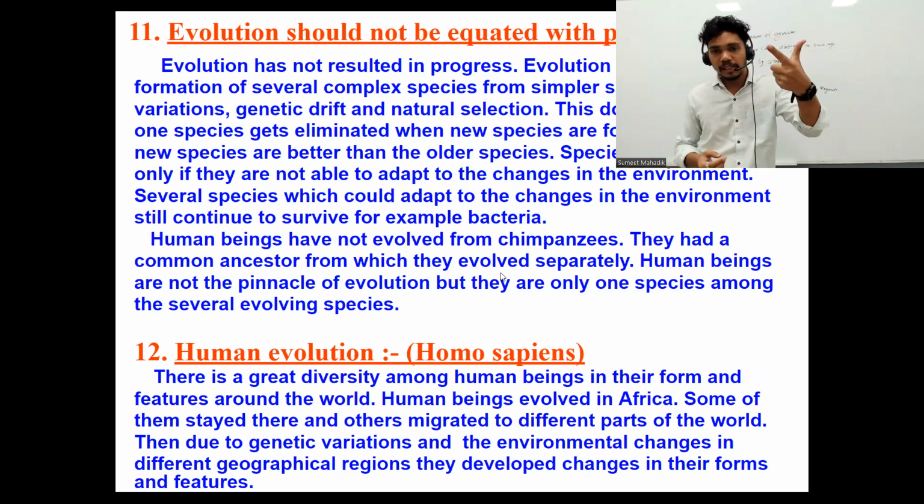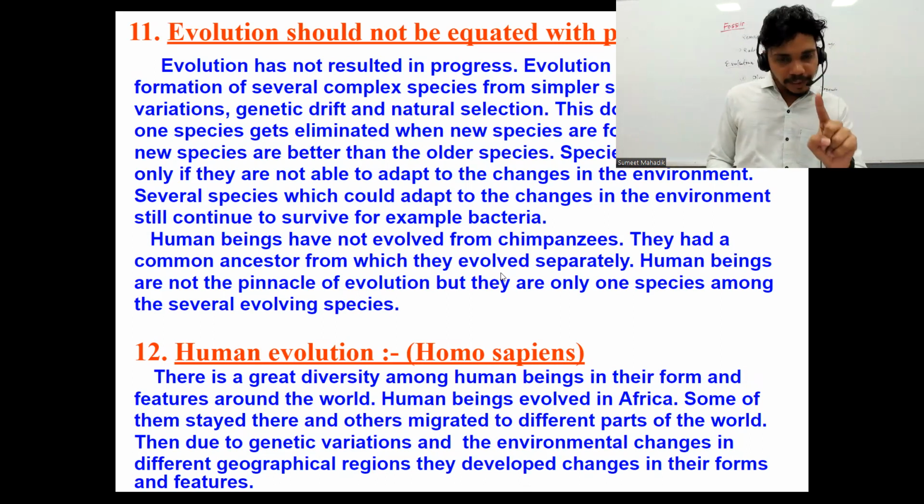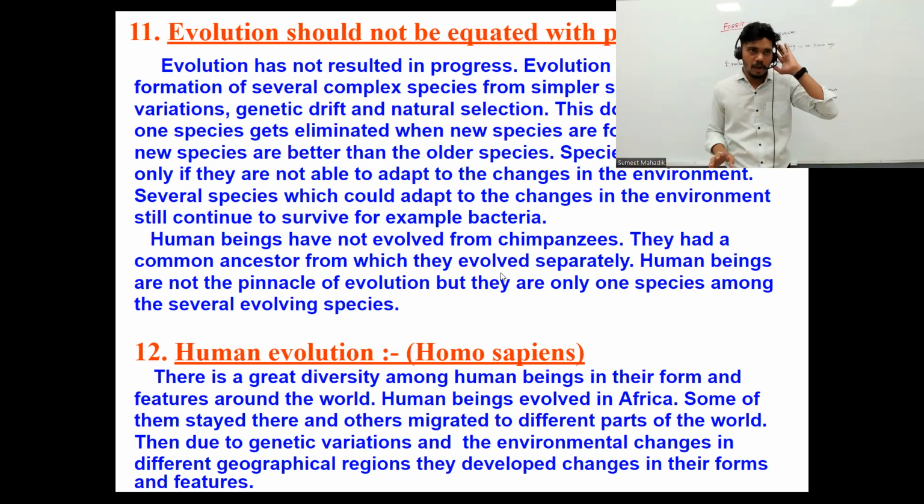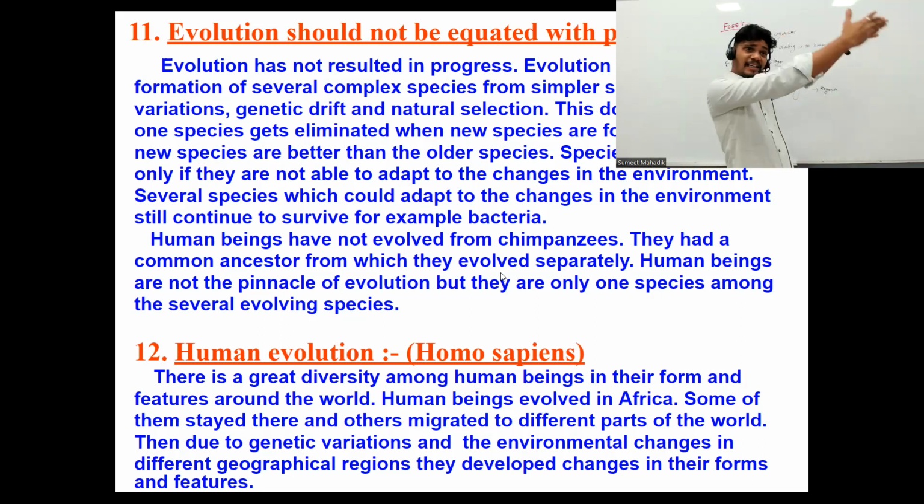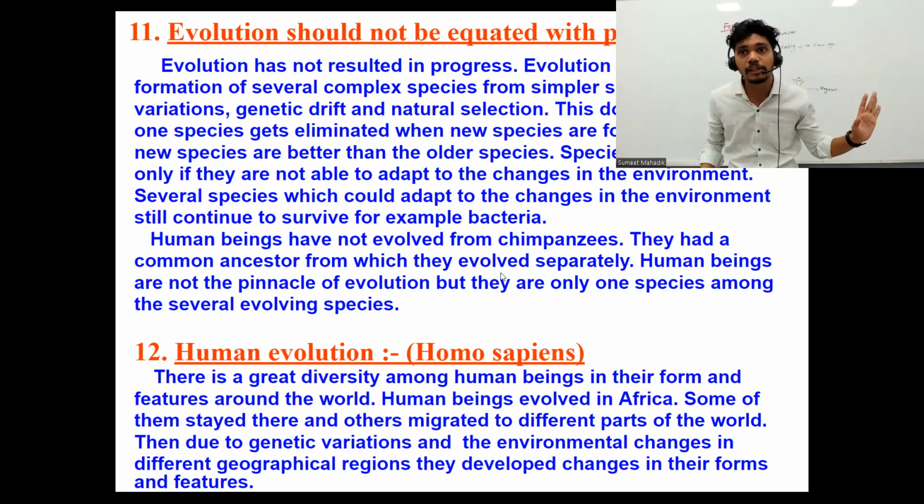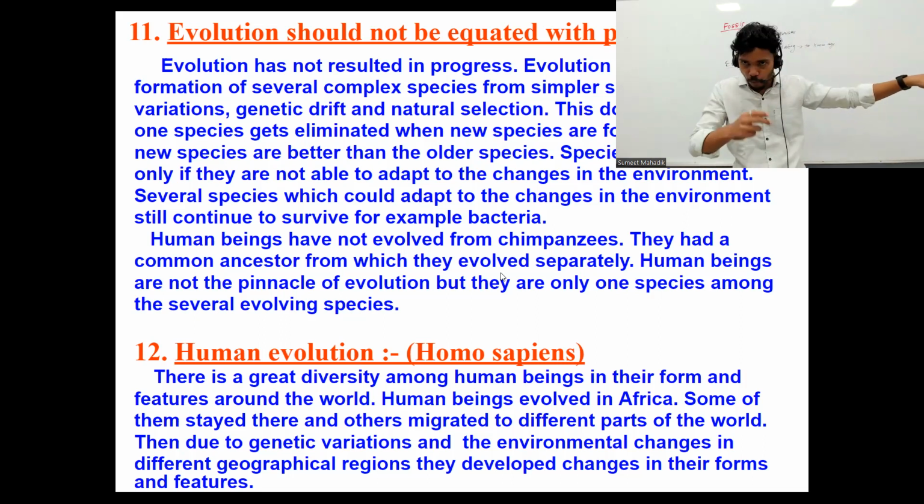Genetic drift and natural selection have to take place. This does not mean that one species gets eliminated when new species are formed, or that the new species are better than the older species. This is not going to happen. The Homo sapien species developed from a monkey species, but there are other monkey species still there from the beginning until now. They haven't changed because they're not willing to change. Getting my point? So it depends on whether they wanted to or not.